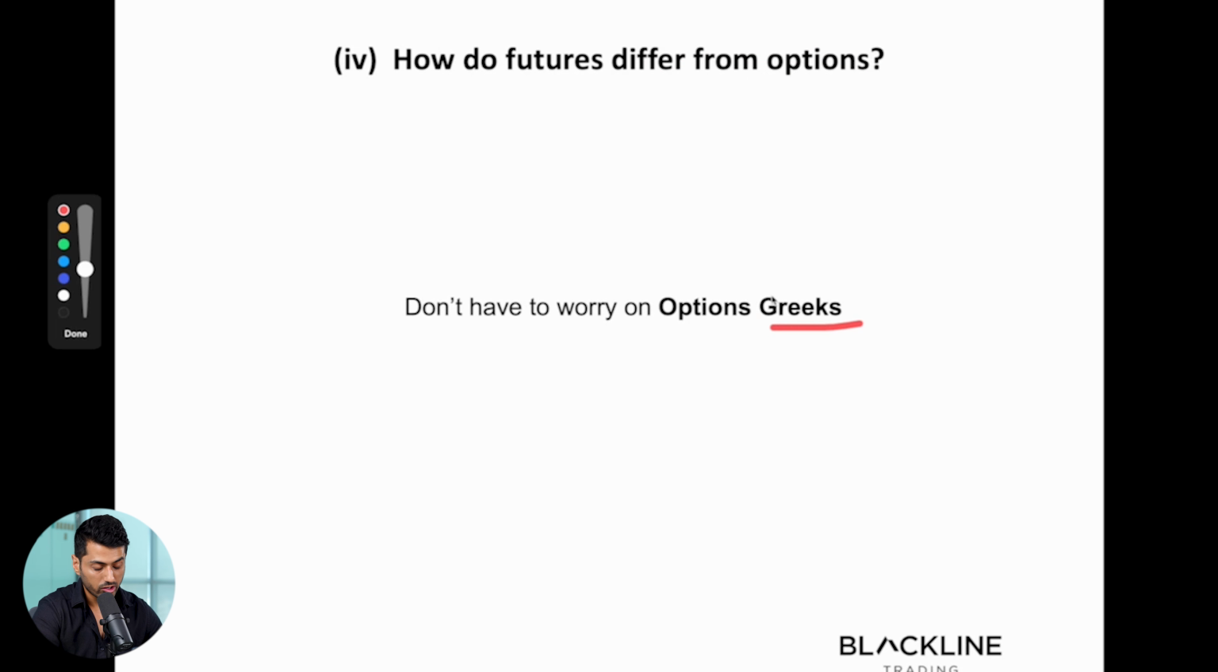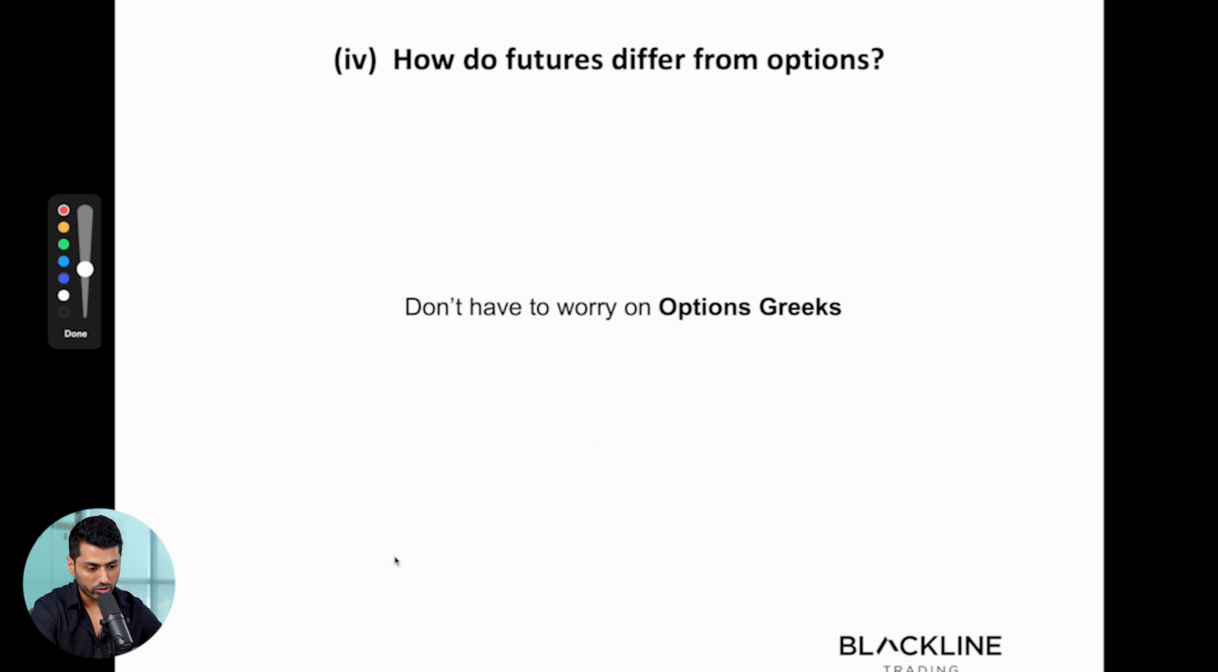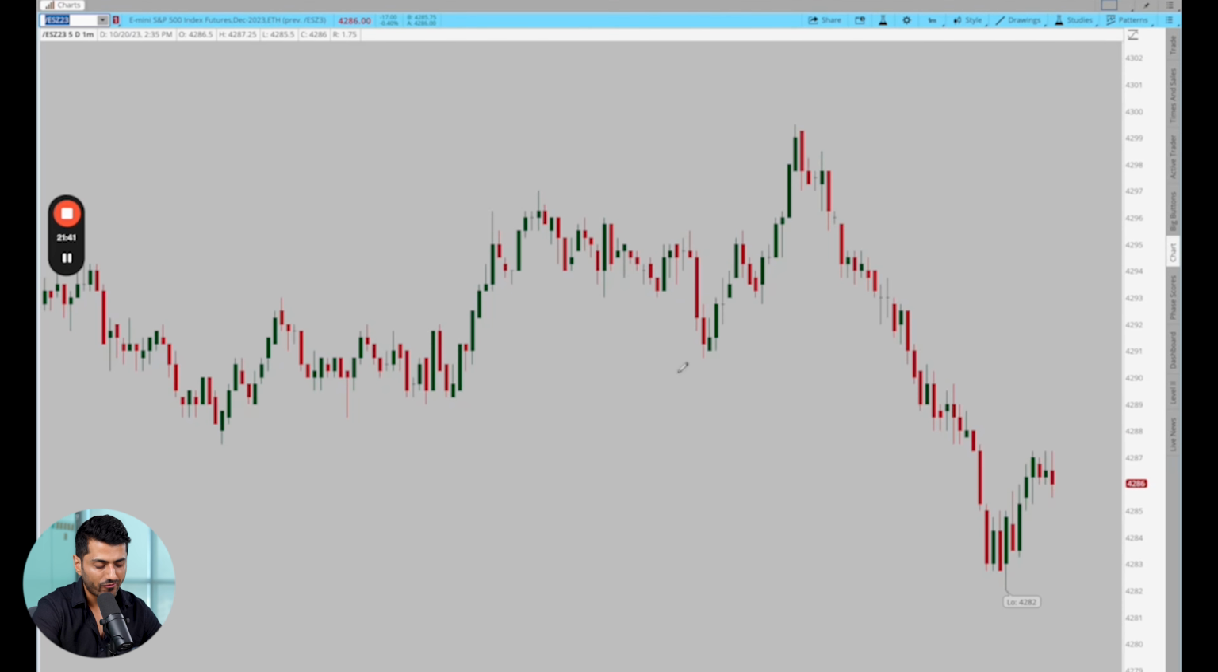In futures, you do not have to worry about your premium. As long as the price is trading higher than your entry price, you are good to go. You do not have to worry about Greeks at all. You do not have to worry about what the price does in between. What do we mean by that? Let's again go back to our platform and look at a live example.